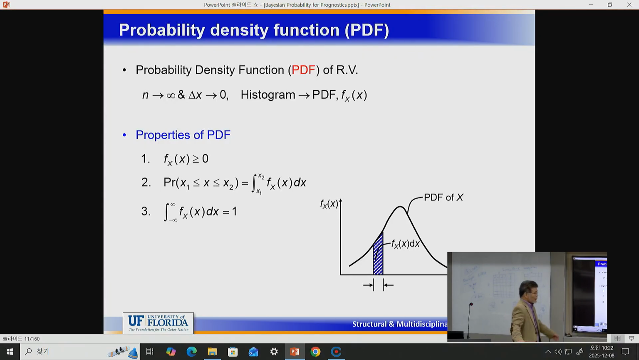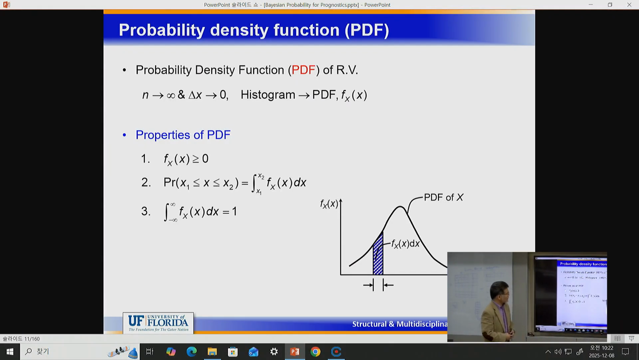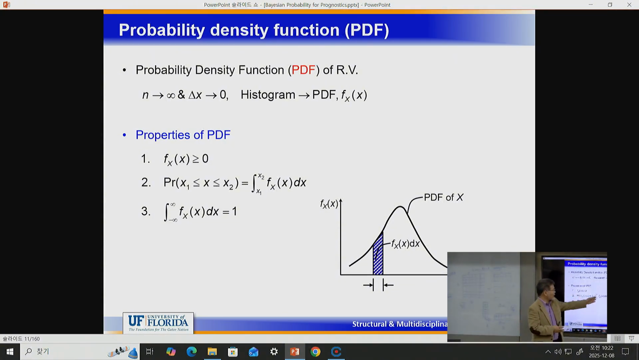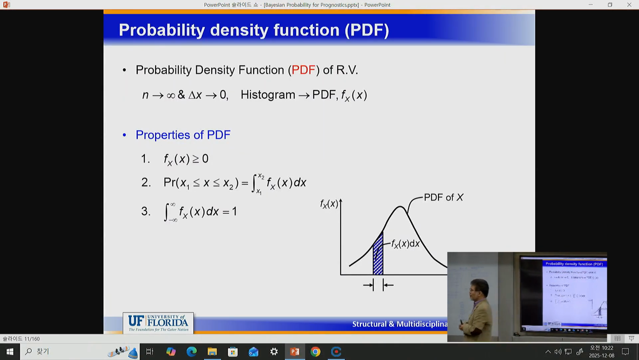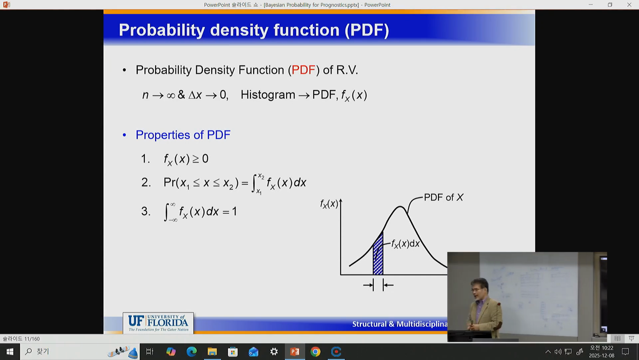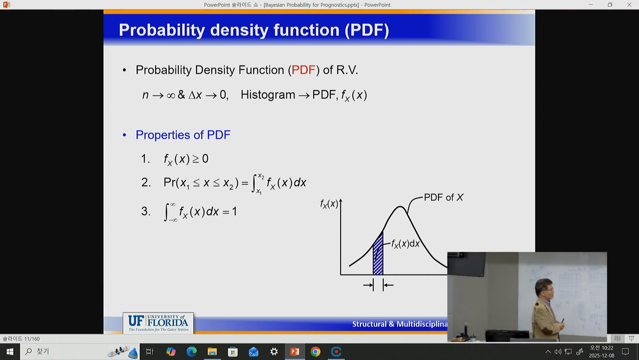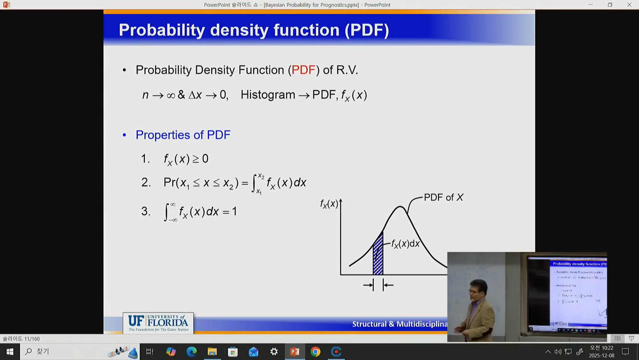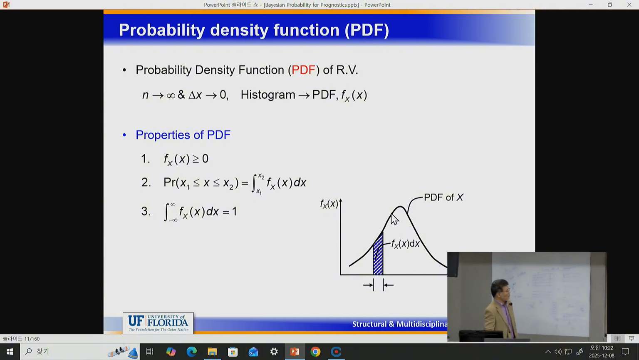Property-wise, it has to be always a non-negative function. The probability that we talk about is the integral of your PDF between x1 and x2. So the PDF by itself is not a probability; the area under the curve is a probability. And if you integrate over the entire domain, the integral of the PDF must be 1. The only thing you need to remember is that the bell-shaped distribution is only for the normal, and the probability is the area under the curve.